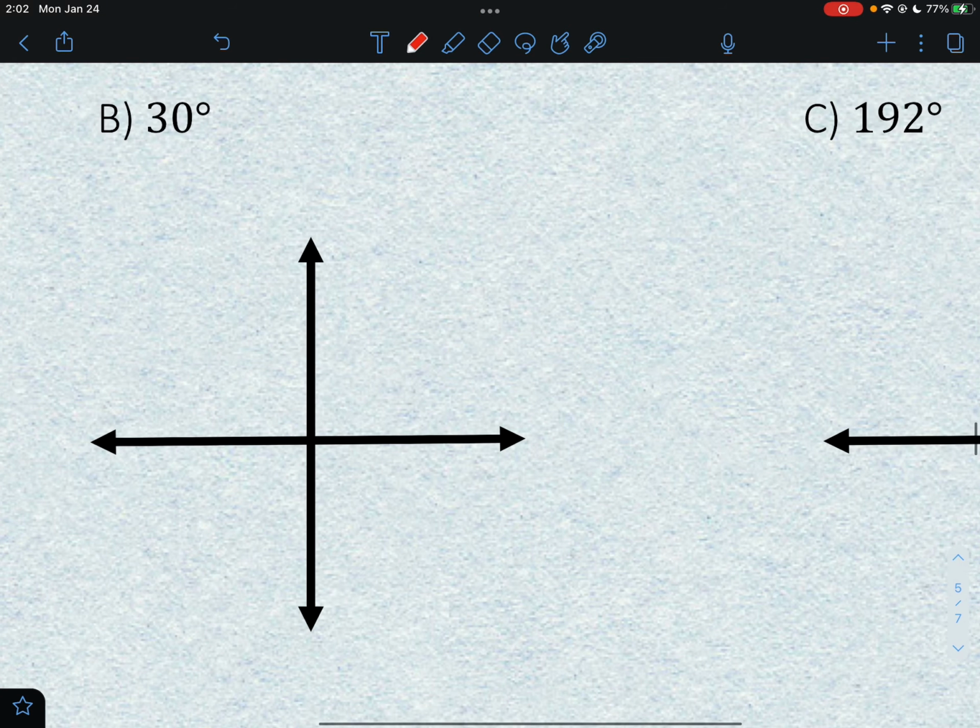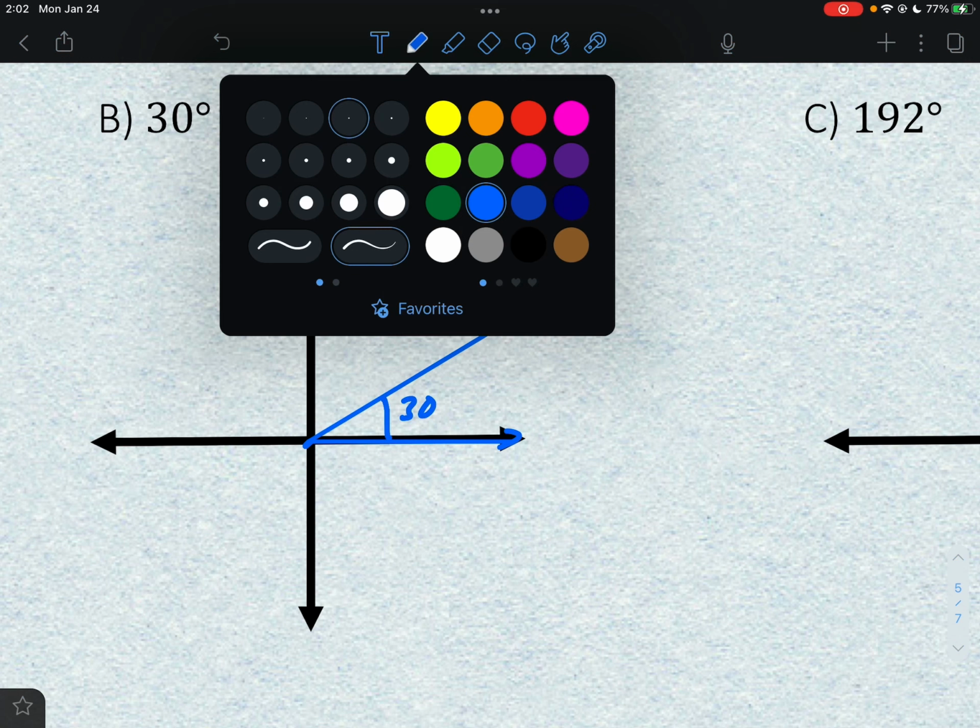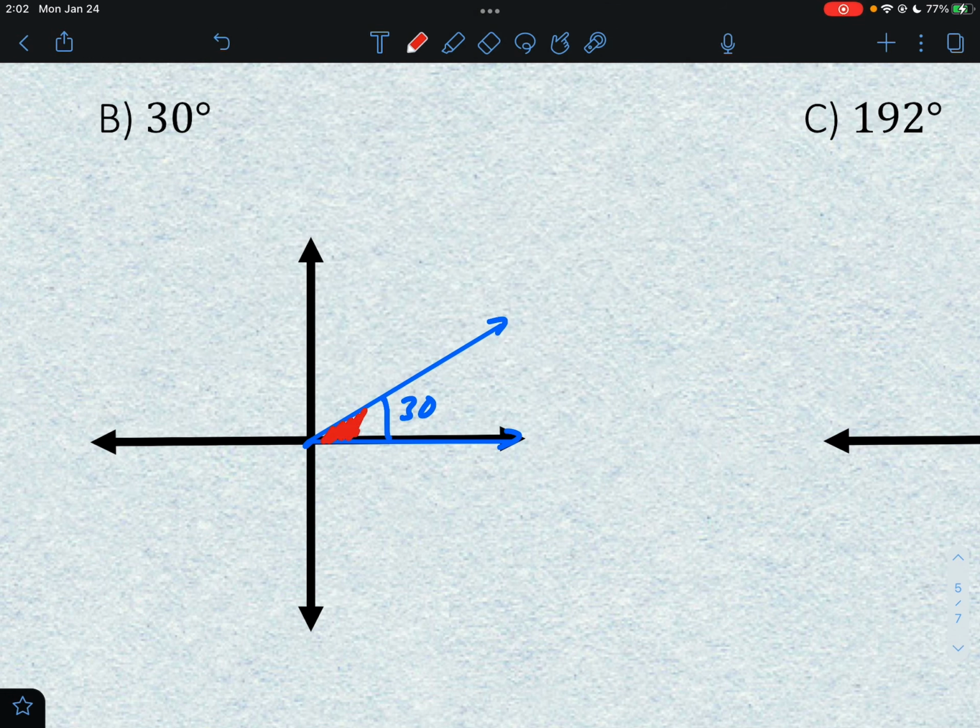Question B, 30. So let's draw a 30-degree angle here. And our reference angle is actually the same angle because it's the closest to the x-axis. So we're in the first quadrant here. This is how it's always going to be. The first quadrant, the reference angle is your angle.